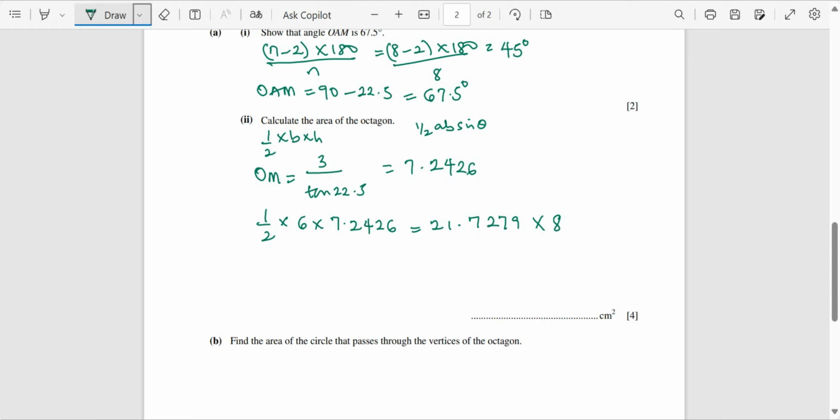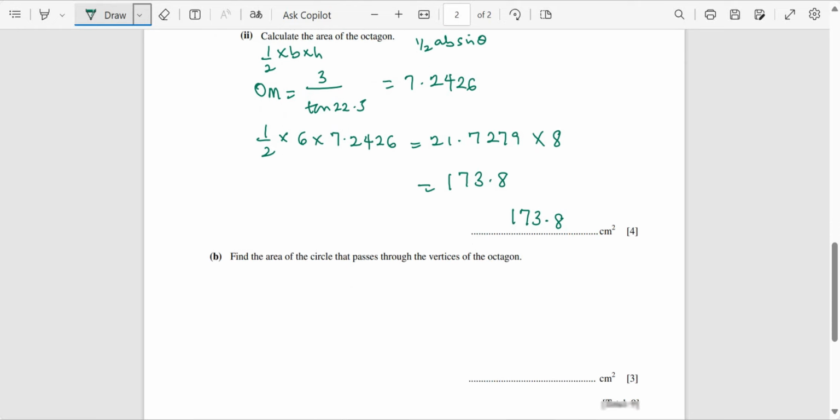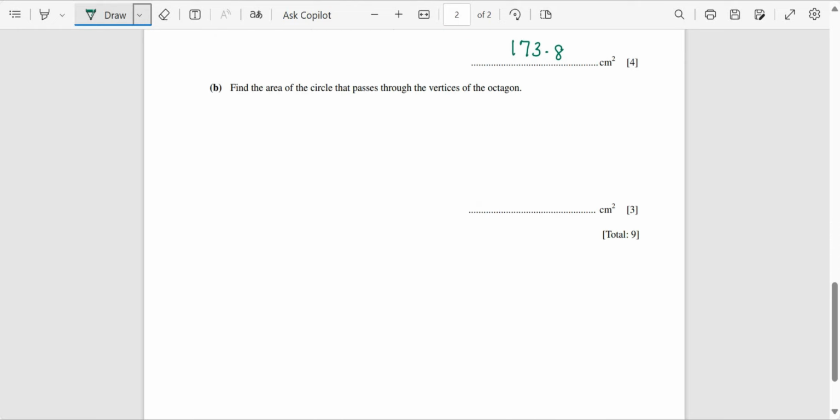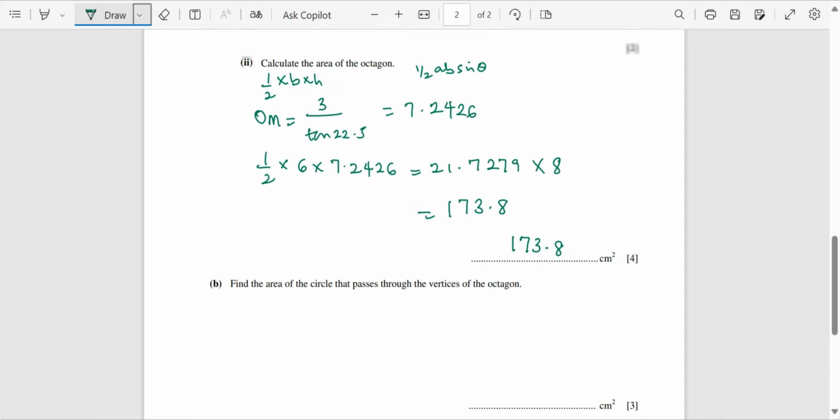So multiply by 8, and that's going to give us 173.8. So the answer is 173.8. It could also be written as 174 centimeters squared to 3 significant figures. Right? Then B, find the area of the circle that passes through the vertices of the octagon.